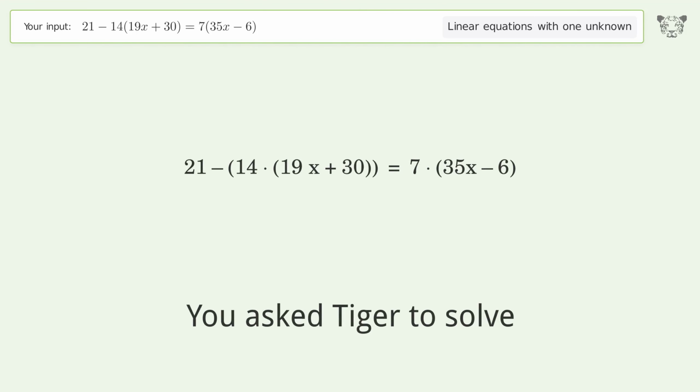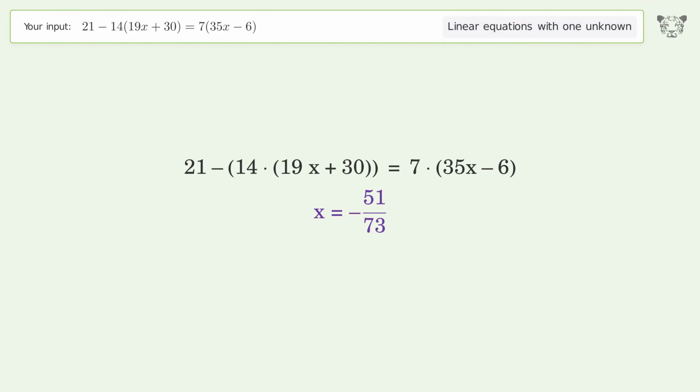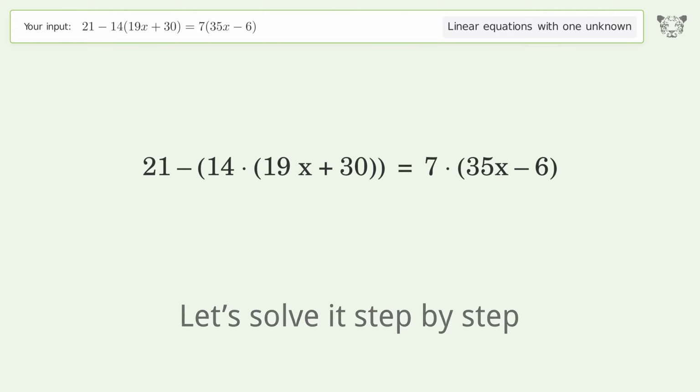You ask Tiger to solve. This deals with linear equations with one unknown. The final result is x equals negative 51/73. Let's solve it step by step.